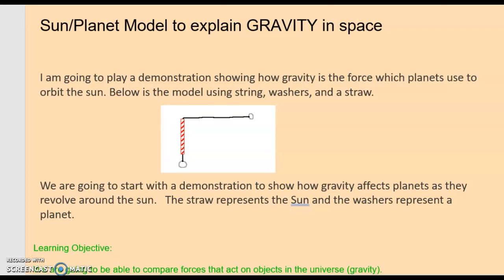So by watching the model of the sun and planets using the straw, washer, and string, we saw that when the washer or planet is closer to the straw or sun, it moves faster. And when the washer is further away from the straw, it goes a lot slower in that circle. That is going to represent how our solar system kind of works, how fast or slow our planets move around the sun depending on their distance.